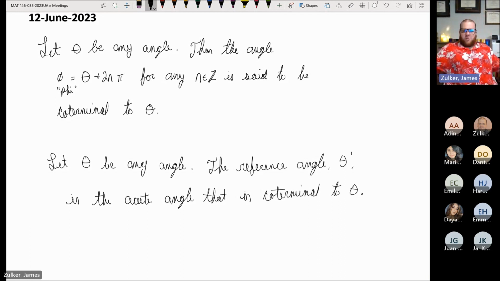Right. So we also use reference angles, call it theta prime. The reference angle is just the acute angle coterminal to the original angle.